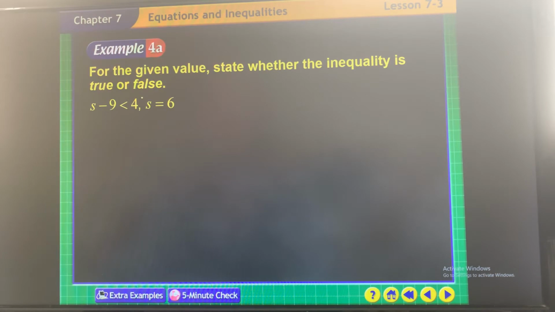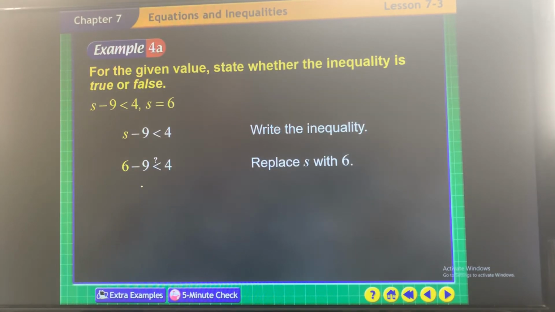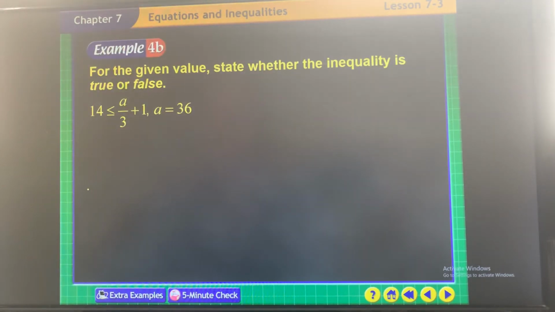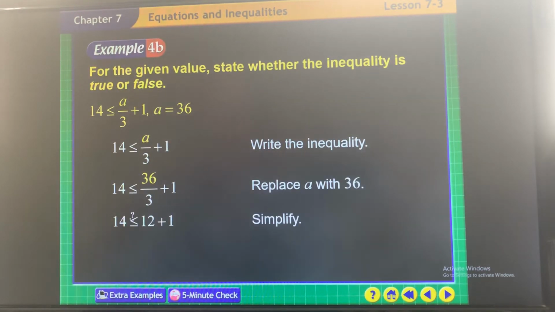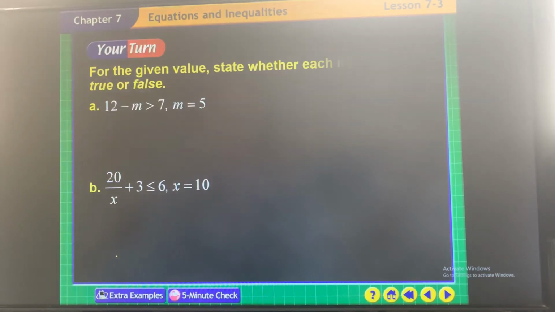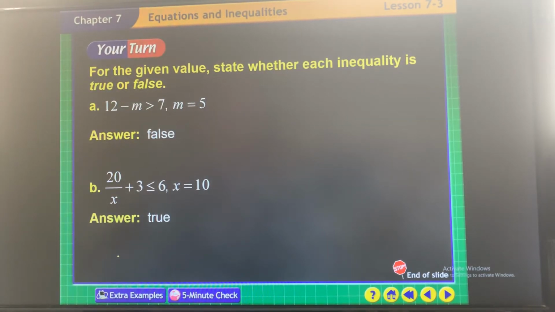All right, with these, you're not showing me the steps in solving this. You're just saying if the statement is true. If I substituted the 6 in for S and I did 6 minus 9, I get -3. Is -3 less than 4? Yes. So you would say it's a true sentence. And do it again. Substitute 36 in for A, do 36 divided by 3 plus 1, and see if it meets the criteria. And 14 is not less than or equal to 13, so that's a false statement. So you're just substituting and saying yes or no, or true or false.